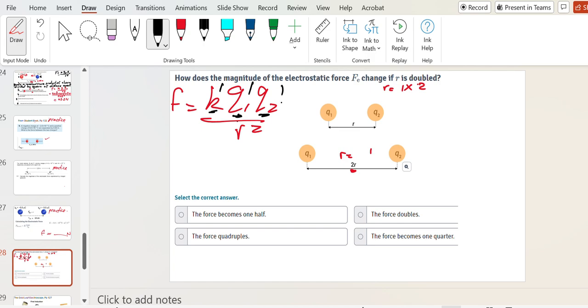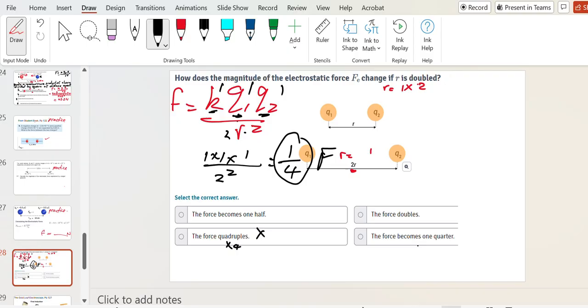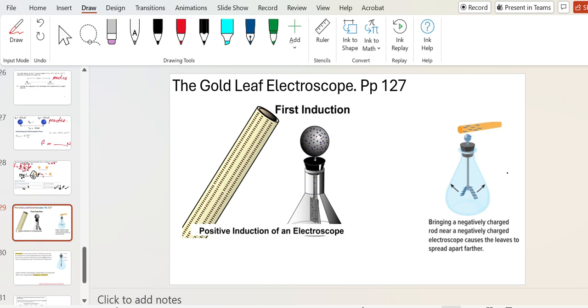Q2 did not change, I put 1. So it's 1 times 1 times 1. R is doubled, it's now 2. So double means 2 squared. What is it? 1 over 4. 1 over 4F. Not 1/2, and not quadruples. Quadruples means times 4. No, it becomes 1/4 F. Yes, this one. Okay? It becomes 1/4.